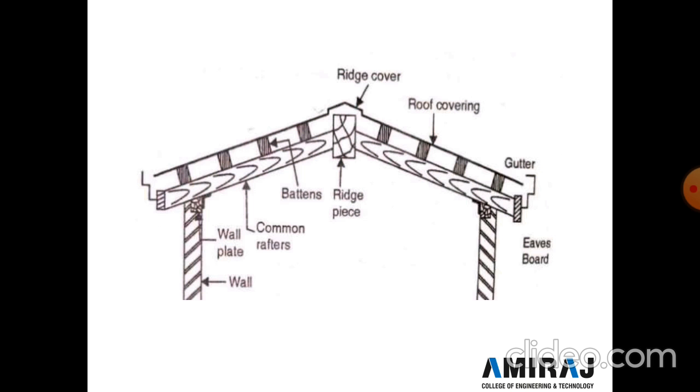So see this figure. In this figure you can see that in the couple roof the slope is provided on both sides, and on both sides the slope is fixed at a wall plate. One common rafter is provided on each side, and both rafters are fixed at a ridge piece, and on the ridge piece a ridge cover is provided.